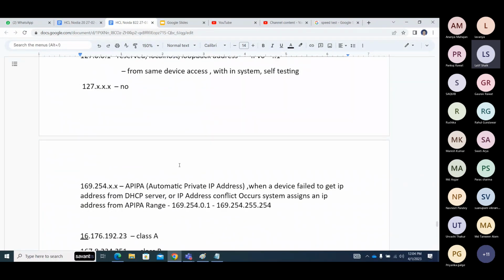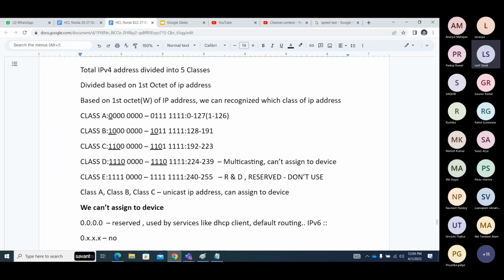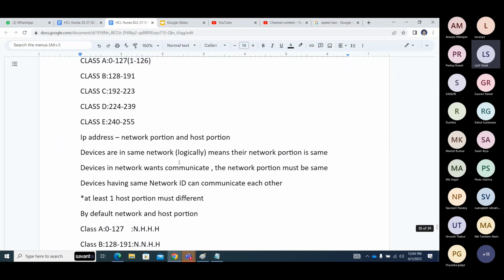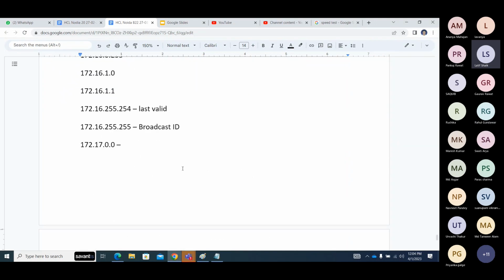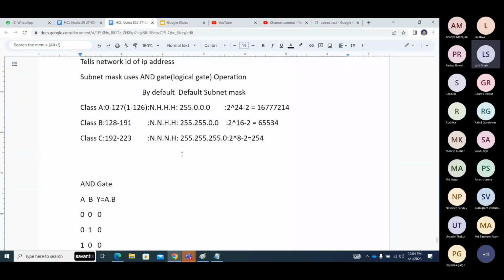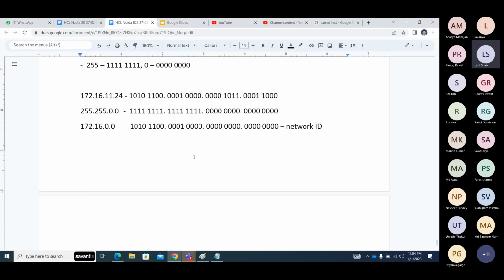Understand network and host portion and how to identify an IP address, which class of IP address it is. Yes, sir, I will tell about the subnet mask. Based on the subnet mask, how to represent a subnet mask, what are network bits, host bits, those kinds of things also I will tell.